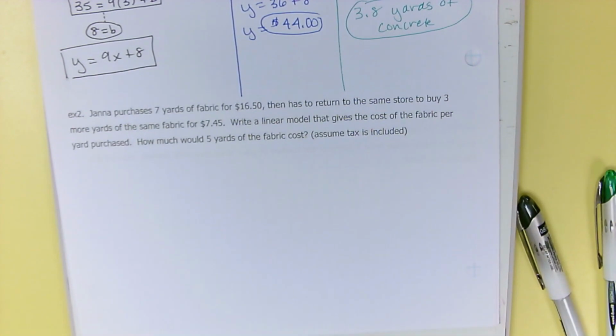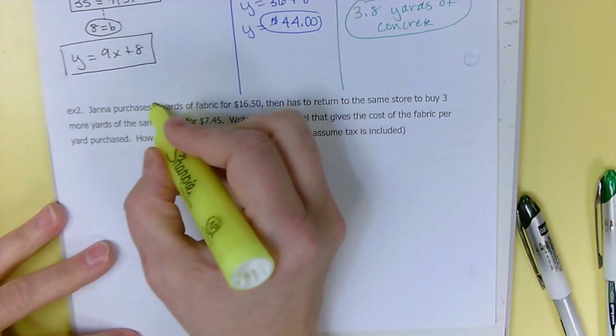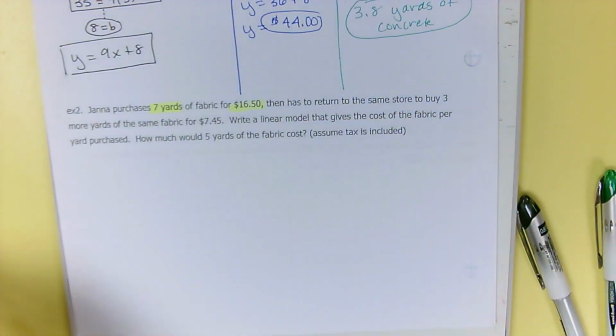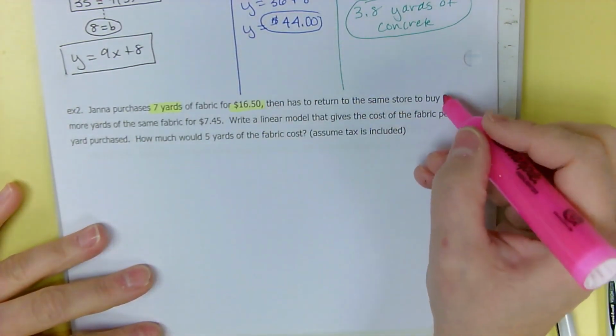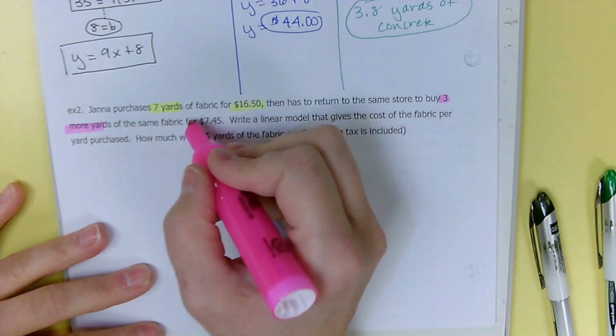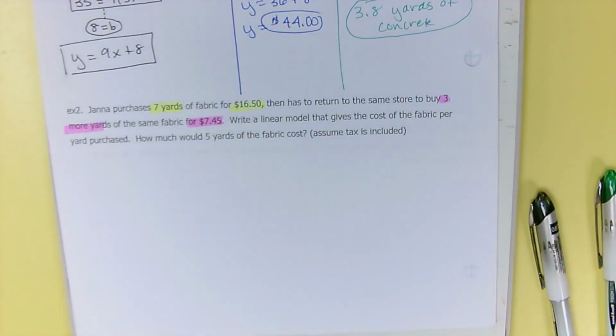Jana purchases 7 yards of fabric for $16.50, then has to return to the same store to buy 3 more yards of the same fabric for $7.45. Now, right away, you should go, hey, I have 2 pairs of information. I have 7 yards and $16.50, and then I have 3 more yards and $7.45. There's my 2 pairs of information, and that's how you know this is a type 2 problem.